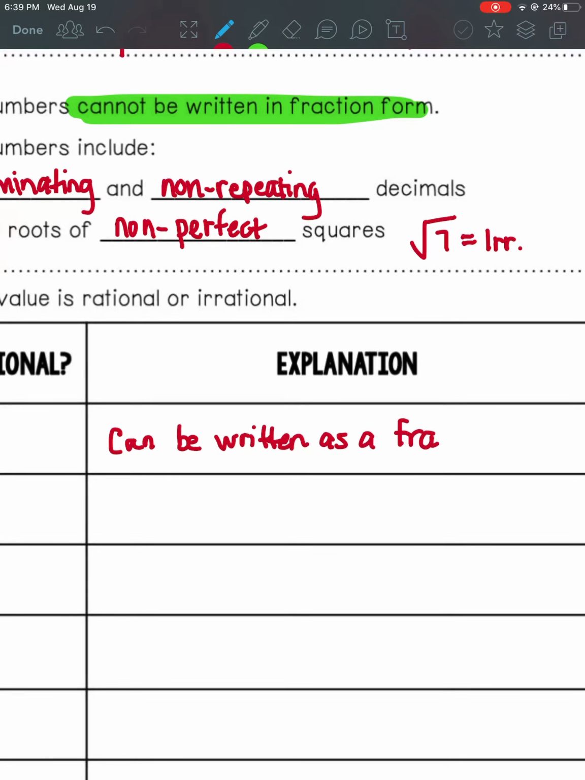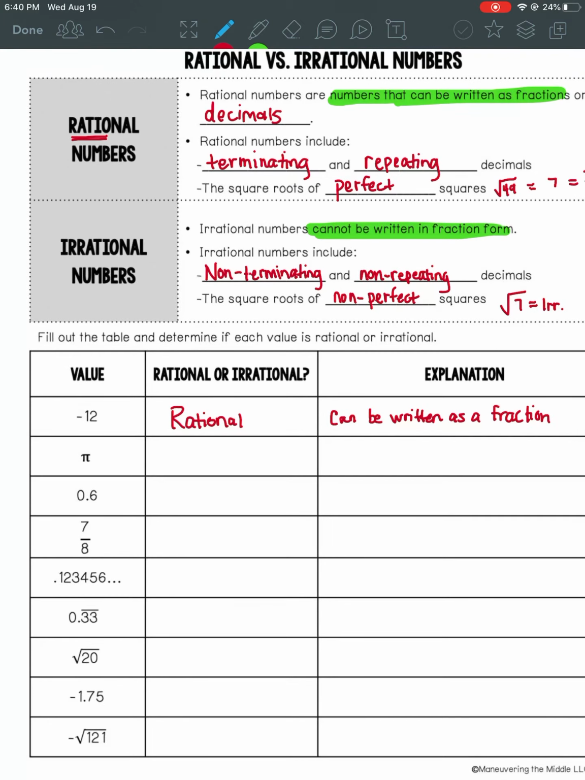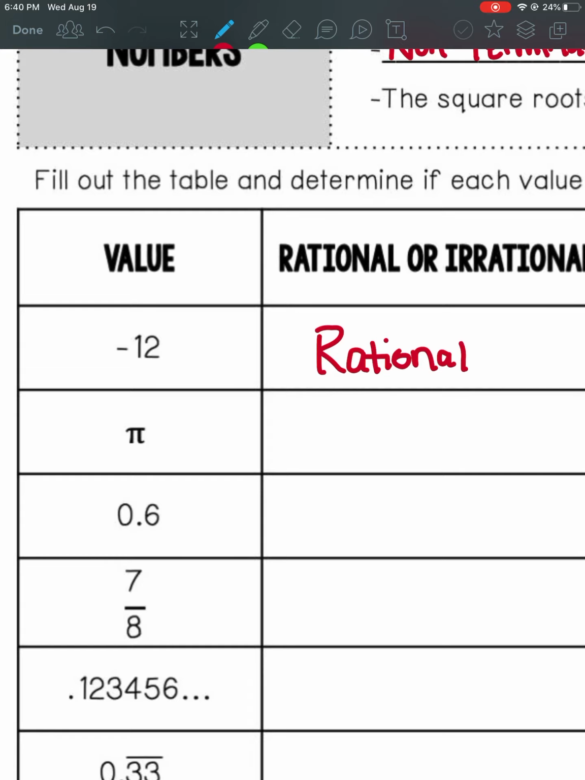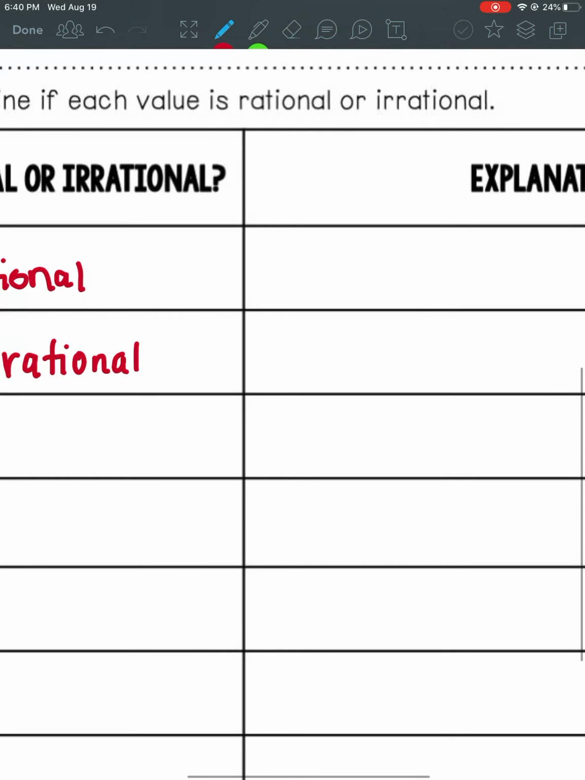Okay, next one, pi. That is one of the most common irrational numbers. Hopefully you guys know the value of pi is 3.1415926, so on, so on, so on. It goes on and on forever. So nothing repeats, and it goes on forever, so it is irrational.